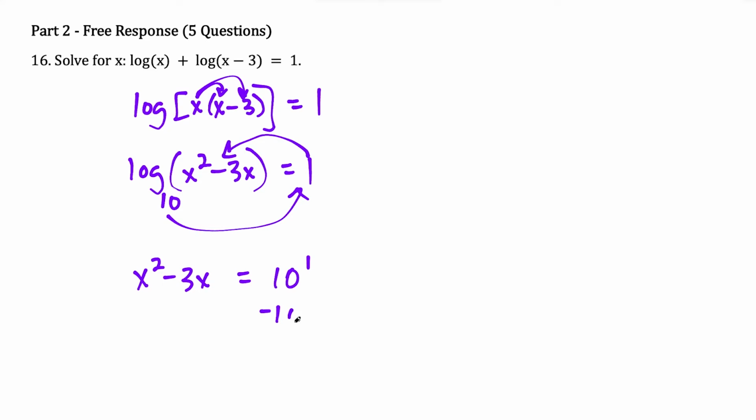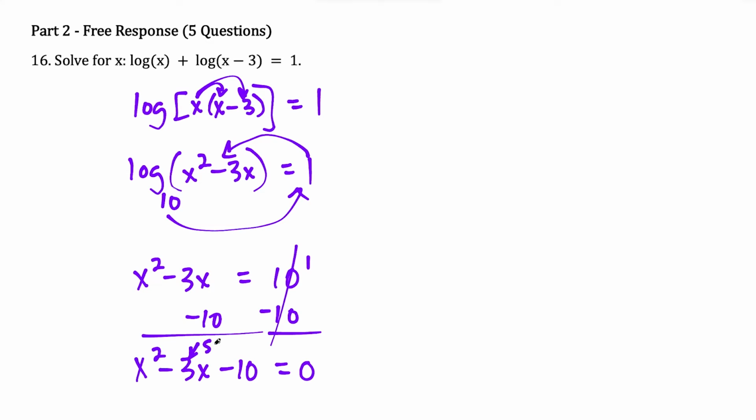So I'm going to go minus 10 on both sides. And now from here, we're going to have x squared minus 3x minus 10 is equal to 0. To solve this equation, we're looking for 2 numbers that have a sum of negative 3 and a product of negative 10. So that's going to give us x minus 5 times x plus 2, and we're setting this equal to 0.